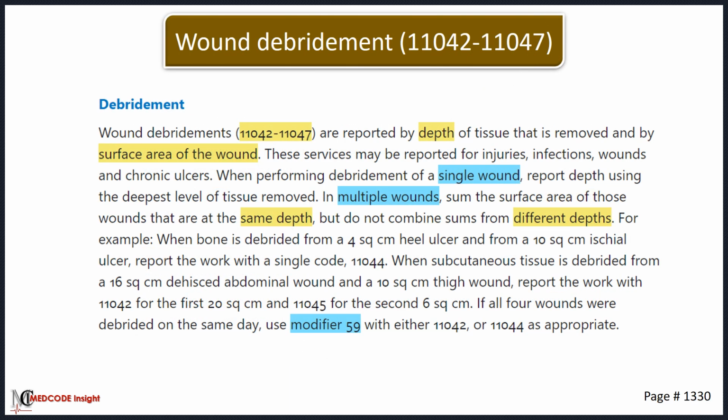When dealing with wound debridement based on depth and surface area, it is important to highlight key points from CPT guidelines given on page number 1330. You don't need to memorize the guidelines, but you should know where to find them. There is a guideline for a procedure involving a single wound, or the procedure involves multiple wounds of the same depth or different depth. There is also a guideline for a situation where modifier 59 should be used.